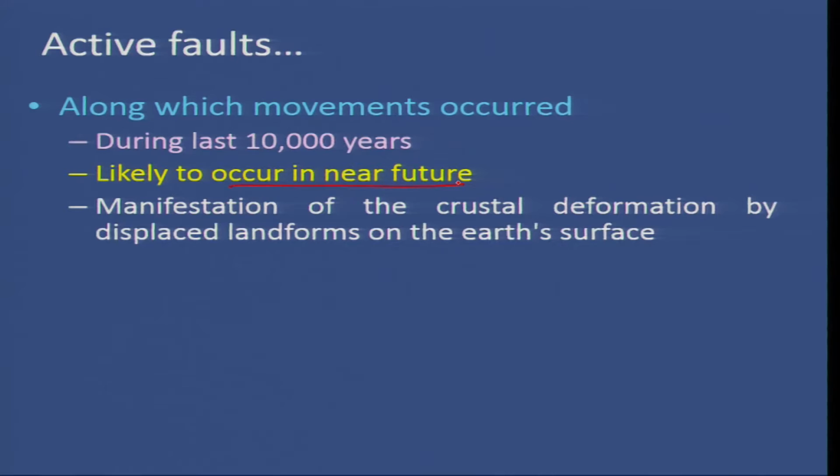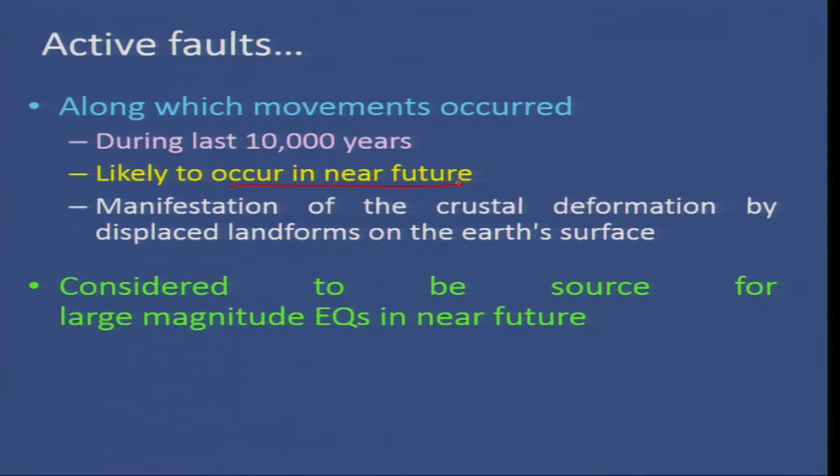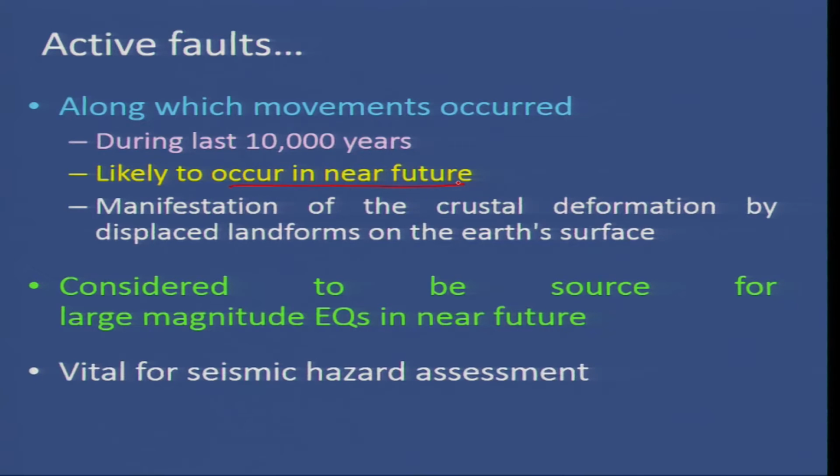The active faults have a manifestation of crustal deformation, which is seen on the surface in the form of displaced landforms. These are considered to be the source for large magnitude earthquakes in the near future. It is vital for hazard assessment.